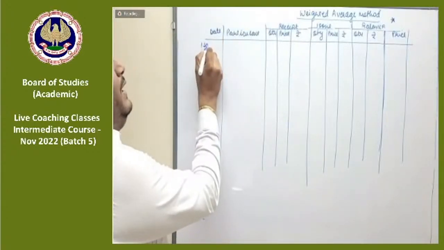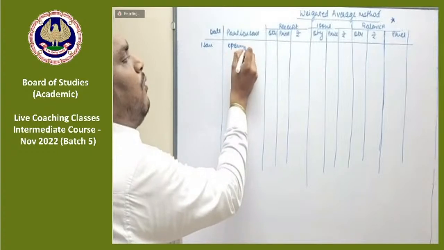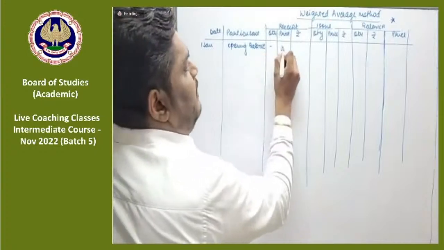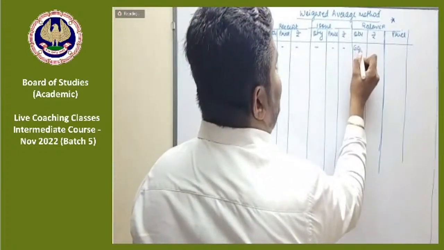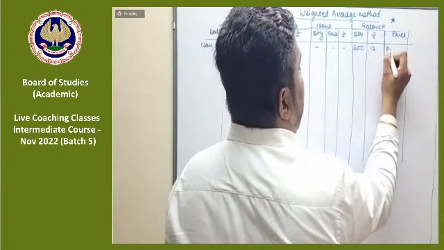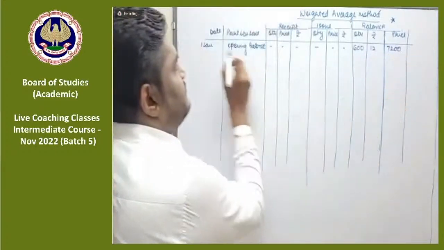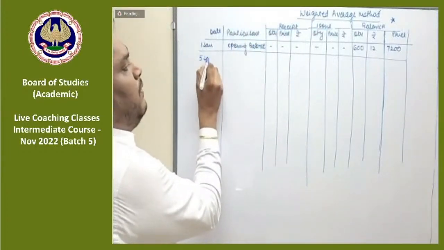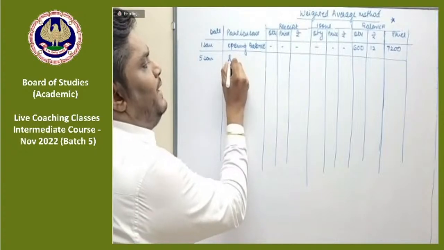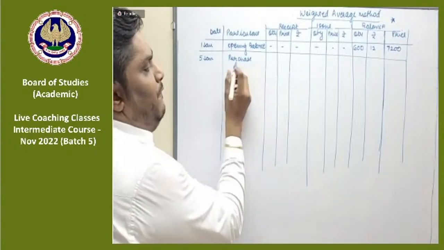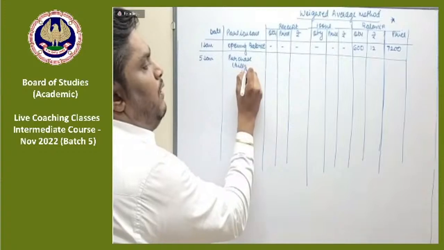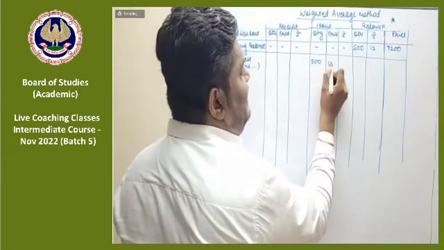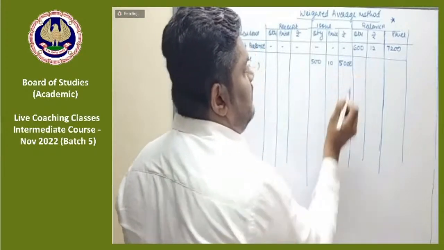Let's say on 1st January, the opening balance is given, let's say 600 units which were purchased at the rate 12. So this is 7,200. Now on 5th January, there is again a purchase of raw material. If bill number is given, then you have to mention the bill number. So let's say 500 units were purchased at the rate 10. So the total is 5,000.